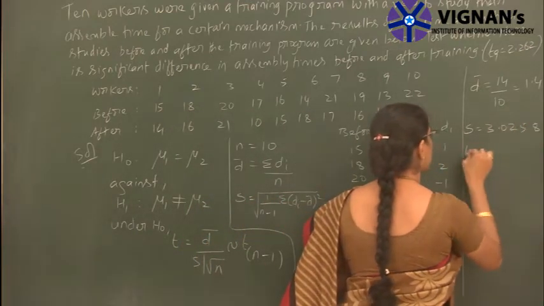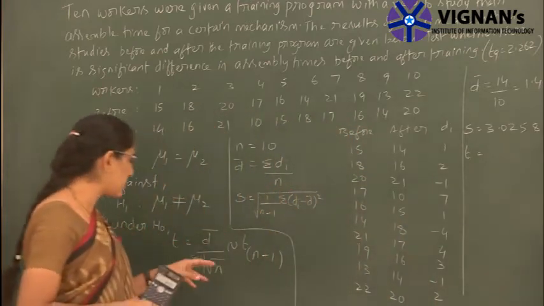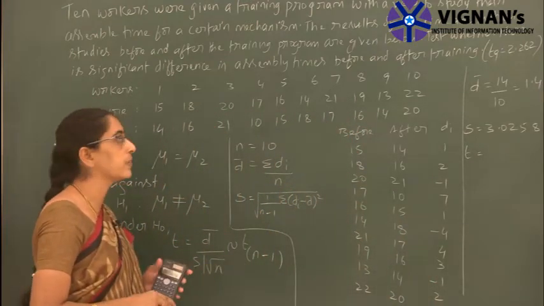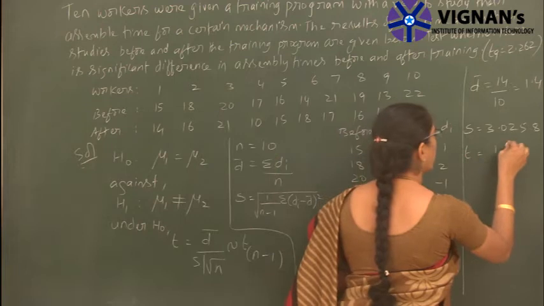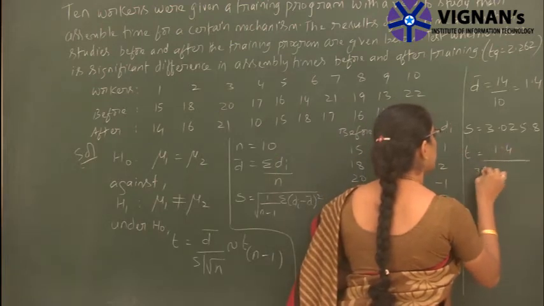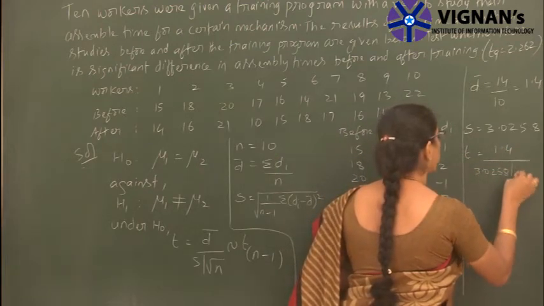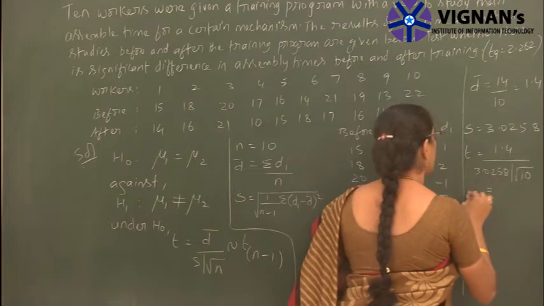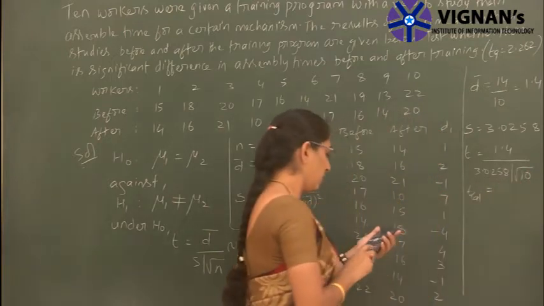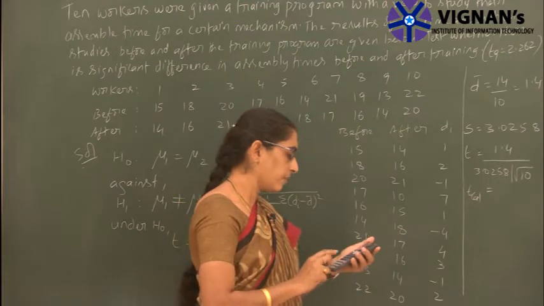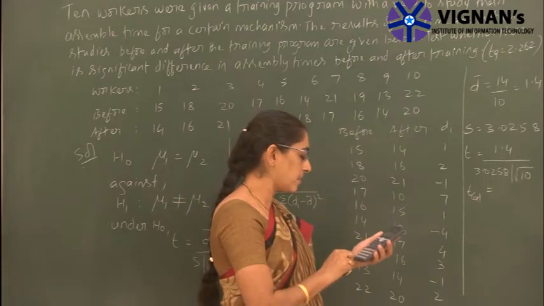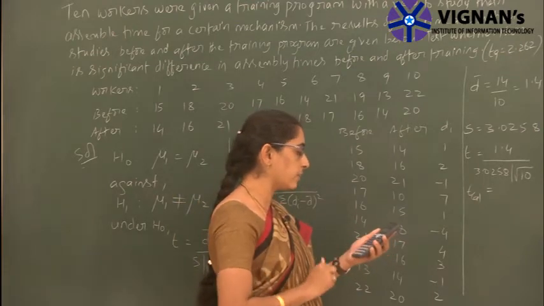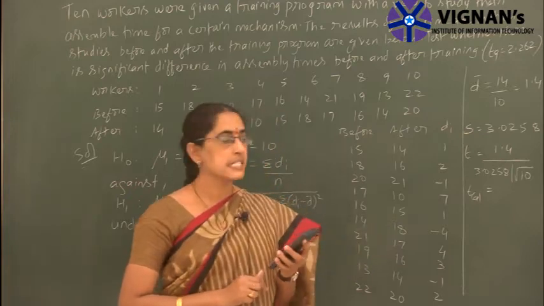Now substitute in the t formula, d bar by capital S by root n. So 1.4 divided by 3.0258 by the square root of 10. First we find root 10, then 3.0258 divided by root 10 is 0.9568.